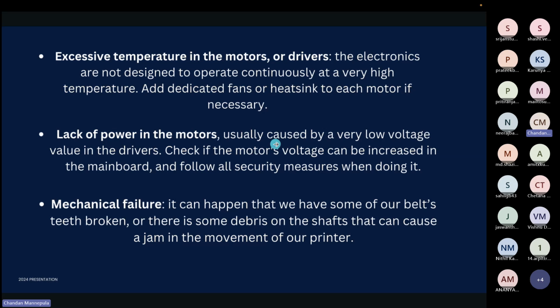The lack of power in motors is usually caused by a very low voltage value in the drivers. We even need to check the motor's voltage value and give it the correct current input.